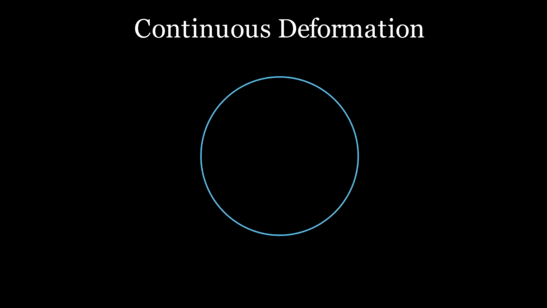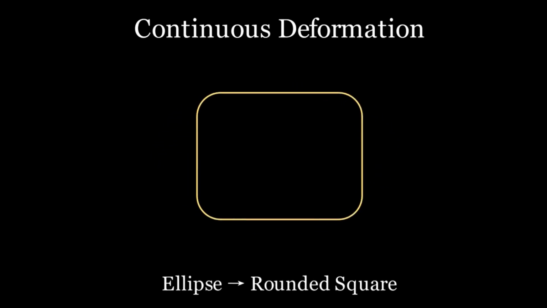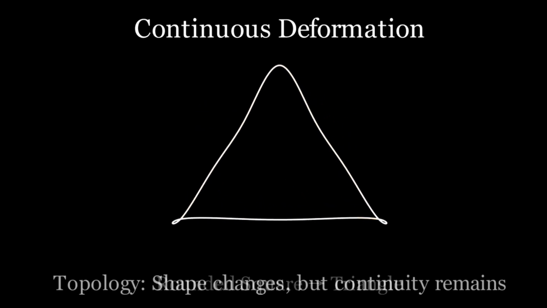Under continuous deformation we can change a circle to an ellipse and an ellipse to a rounded shape, and also that rounded shape into a triangle. In these types of changes, only the shape changes but the continuity remains. This is nothing but continuous deformation in terms of topology. But there are some restrictions related to continuous deformation.